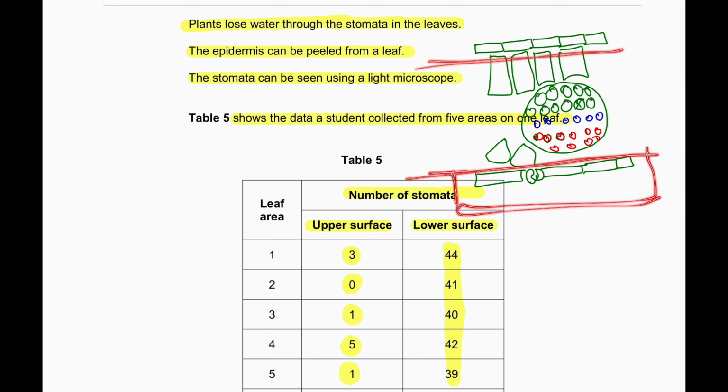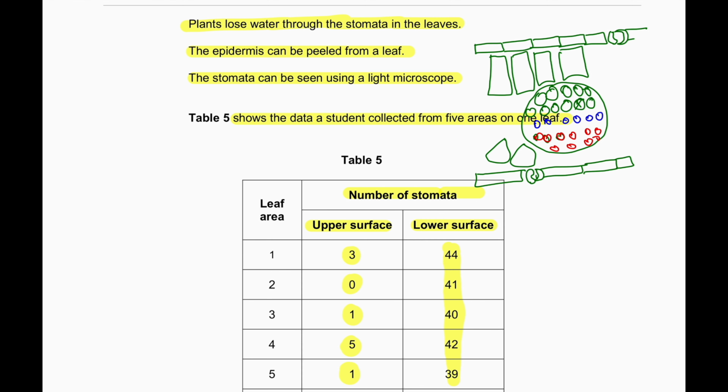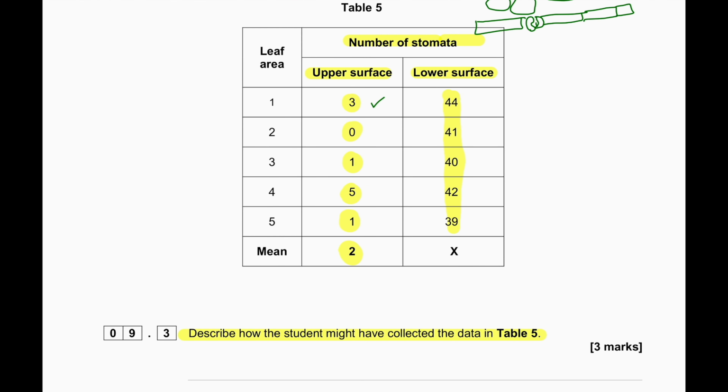We can also do the same for the top part. So there must be stomata present at the top part as well, because you can see the top part also has stomata. The upper surface has stomata, but less in number. So how will the student collect the data?